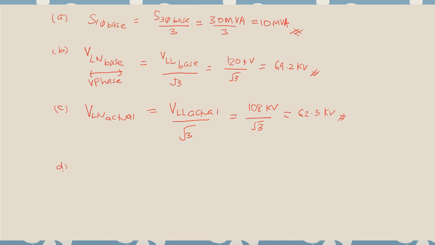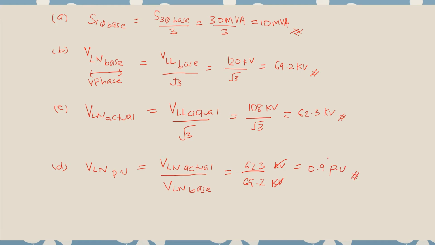Alright, and D, you are asked to calculate VLN per unit. Remember the per unit formula: actual divided by base. So VLN base, you get that as 62.3 divided by 69.2. Of course, the units get cancelled out, and you get 0.9 PU. So that is D.